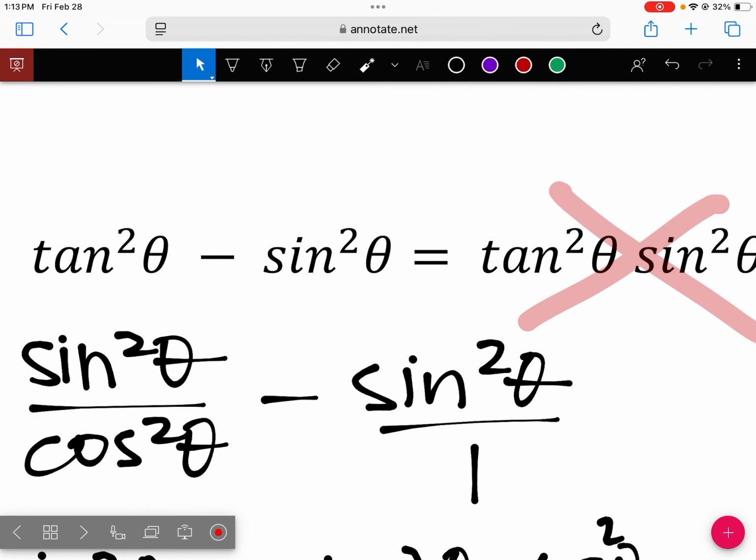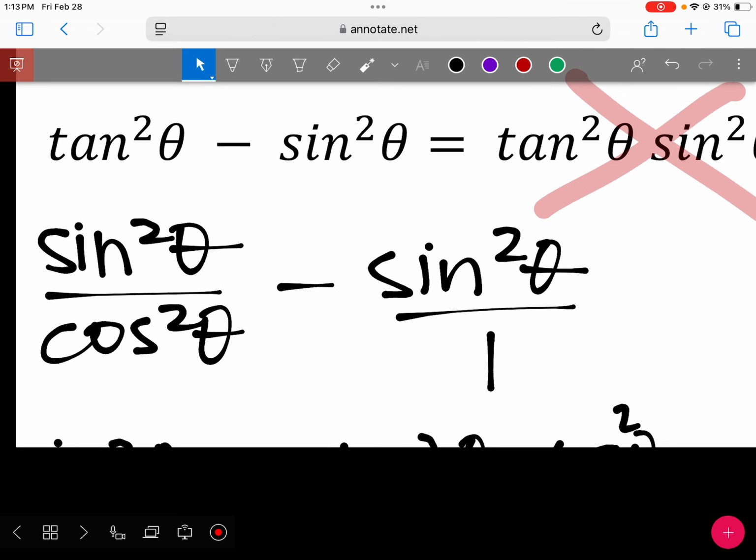Okay. So we had tan squared minus sine squared equals tan squared sine squared. Again, in all of these, you should be working with the left side, trying to get to the right side. So I turned tangent in terms of sine and cosine. Then I put sine squared over 1 just to show that there is a denominator there. So if I was trying to find a base, what would I do?